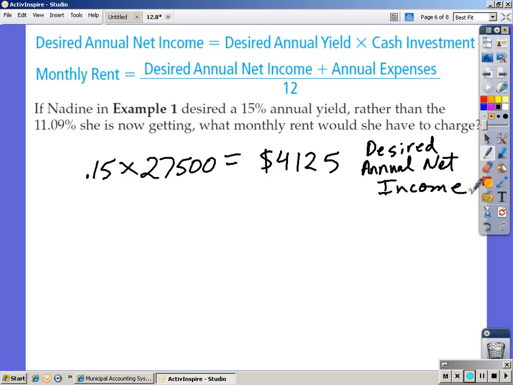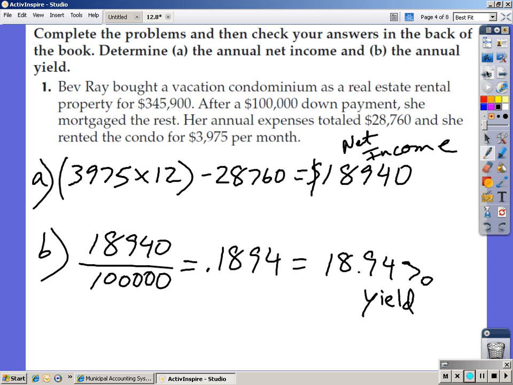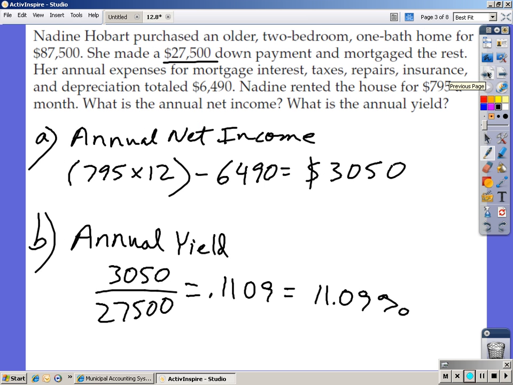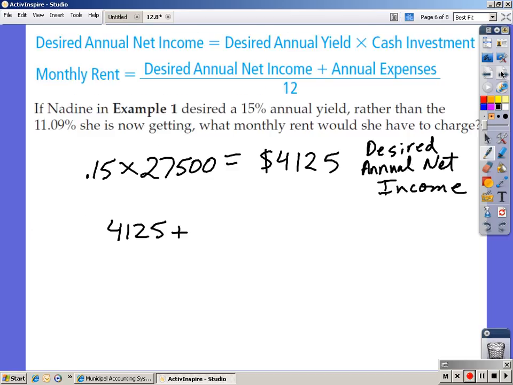Okay. Next step is to find the monthly rent. So you take your desired annual net income, 4,125, plus my annual expenses. Again, look back at example 1 to find the annual expenses. Her annual expenses are $6,490. So plus $6,490 divided by 12.